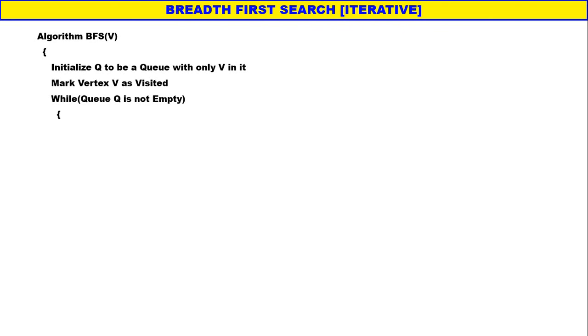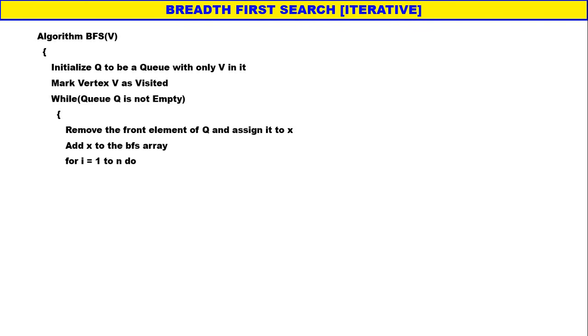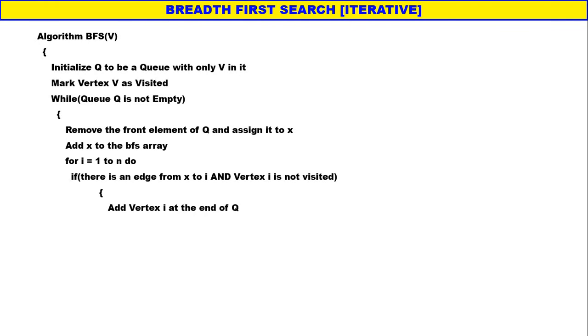While Q is not empty, remove the front element of Q and assign it to X, and add X to the BFS array. Just now we did all these operations. And again, I is equal to 1 to n. If there is an edge from X to I and vertex I is not visited, meaning it is an adjacent vertex which is not visited, add vertex I at the end of the queue and mark vertex I as visited. That's all. Go on continuing this while loop.